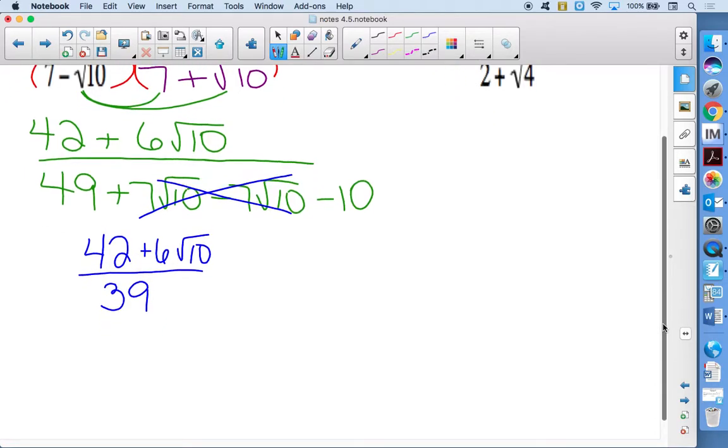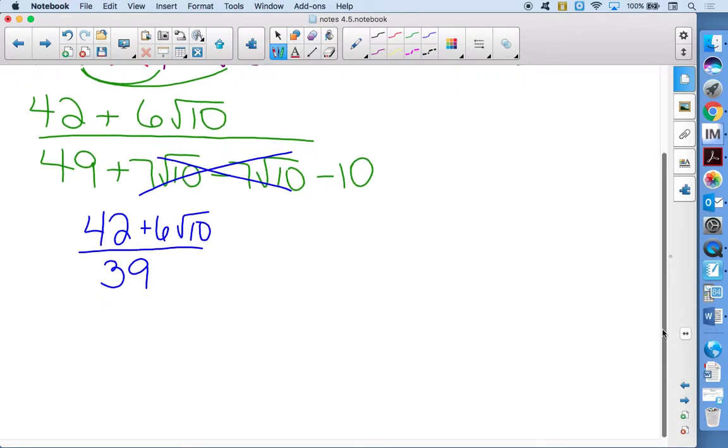So here's the question, just like we did before. 42, 6, and 39. They're all the same type of numbers. They're all outside. They don't have square roots. They're not underneath square roots. They reduce by something. 3? 3. See, you didn't need a calculator.